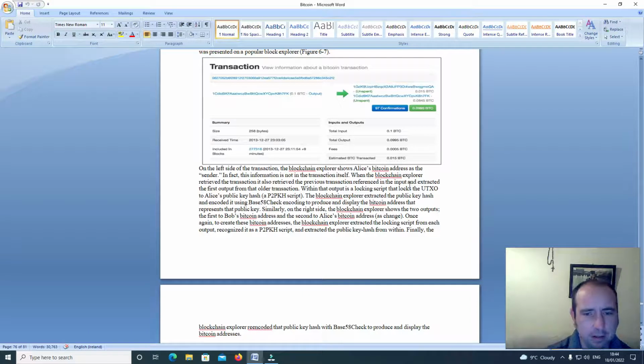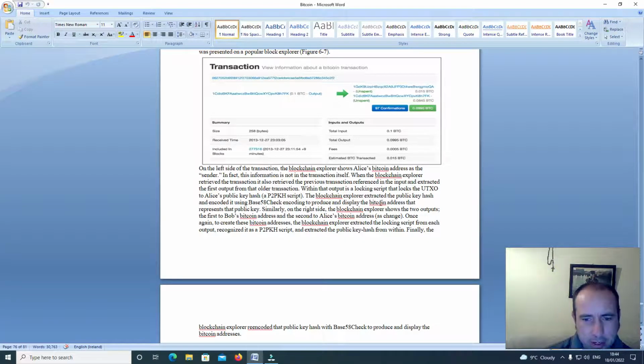On the left hand side of the transaction, the Blockchain Explorer shows Alice's Bitcoin address as the sender. In fact, this information is not in the transaction itself. When the Blockchain Explorer retrieved the transaction, it also retrieved the previous transaction referenced in the input and extracted the first output from that older transaction.